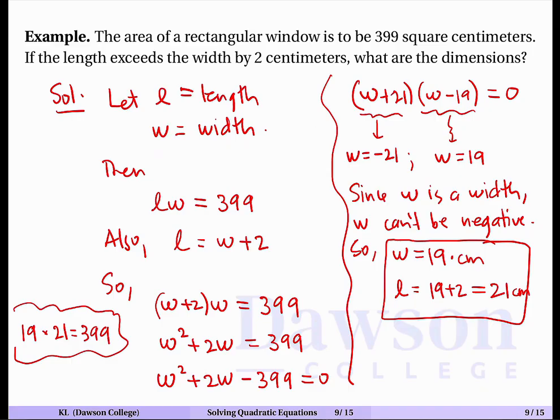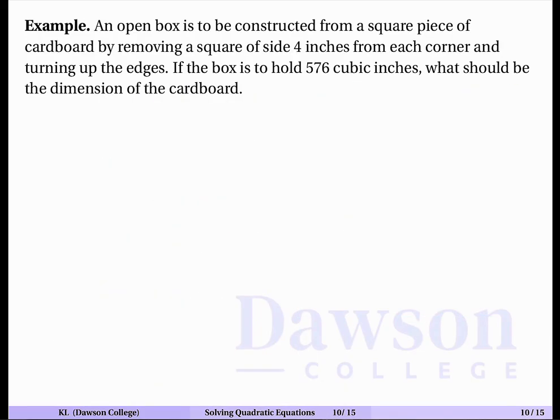Okay. Next problem. An open box is to be constructed from a square piece of cardboard by removing a square of side 4 inches from each corner and turning up the edges. If the box is to hold 576 cubic inches, what should be the dimensions of the cardboard?